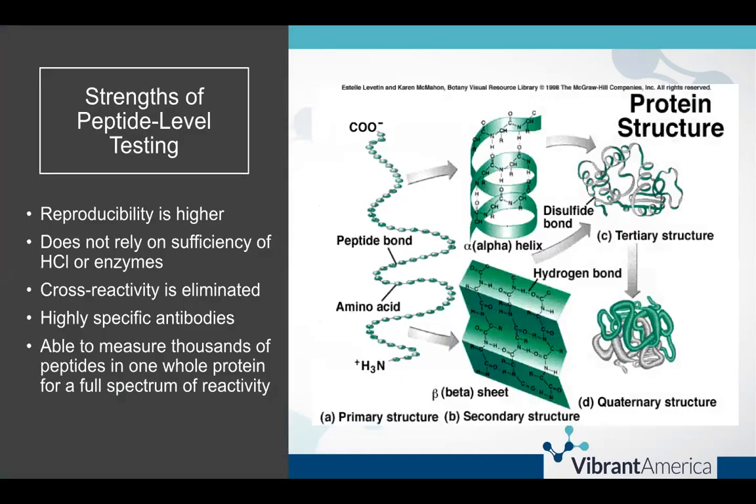Okay, so now that we've talked about what that whole protein food sensitivity testing is looking at, let's go back to the peptide level testing, which is what the food zoomers are looking at. The strengths of this are that the reproducibility is higher. Vibrant actually, in our portal, you can pull up under the resources tab our reproducibility reports for these tests, and we can show that over a course of, depending on the test, 3 to 5 days, we can run the exact same sample multiple times a day and get the exact same result.